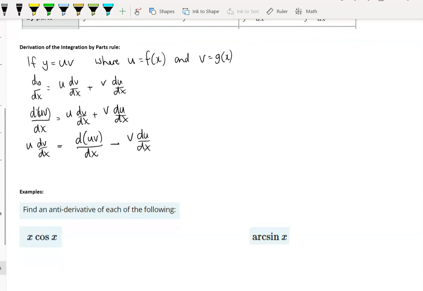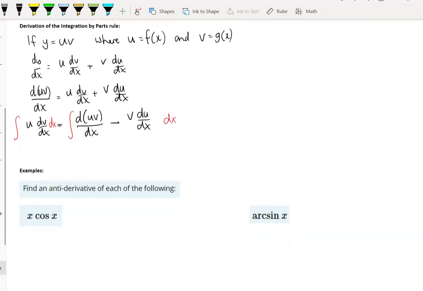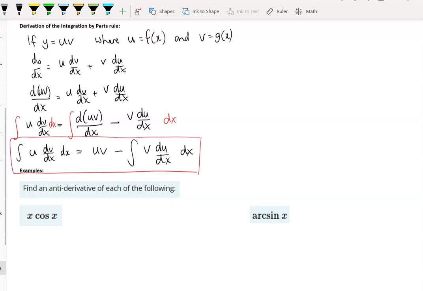Now, if I integrate everything with respect to x, then we've already identified that the integral of u times dv/dx with respect to x is going to be the integral of the derivative of uv. So if I integrate the derivative of uv, I just get uv. And then I can subtract away the integral of v times du/dx with respect to x. And that's my product rule. So what we have here is the product rule in uv form.